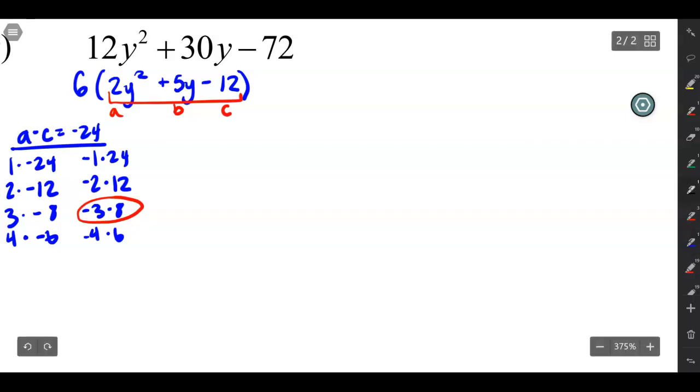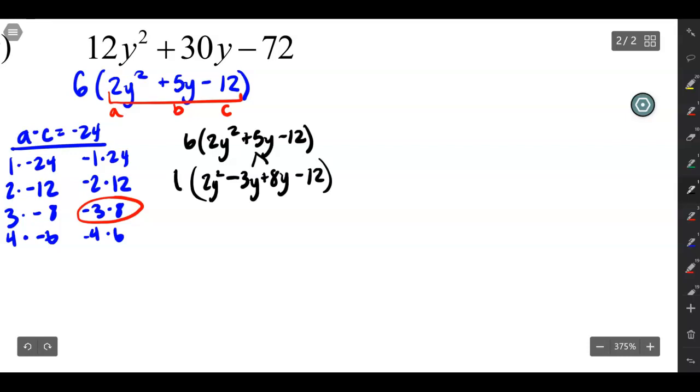So then, I'm going to take my polynomial, the one that I've already factored the 6 out of, and I'm going to break apart the 5y into a negative 3y plus the 8y. And then I still have that 6 that I factored out at the beginning, just hanging out in front. And now I can factor by grouping. I'm just going to look at these 2 pieces on the inside and factor those by grouping. The 6, again, just stays in front.